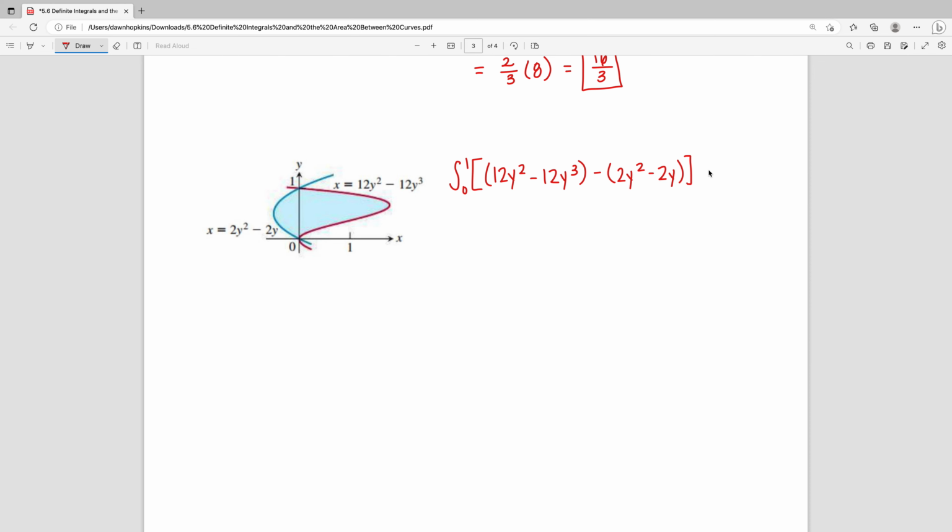And again, we're integrating with respect to y. So what does that give me? If I don't drop the negative here, but carry it through that second parenthesis, I get a negative 2y squared plus 2y. And then combining like terms, I end up with negative 12y to the third plus 10y squared plus 2y.